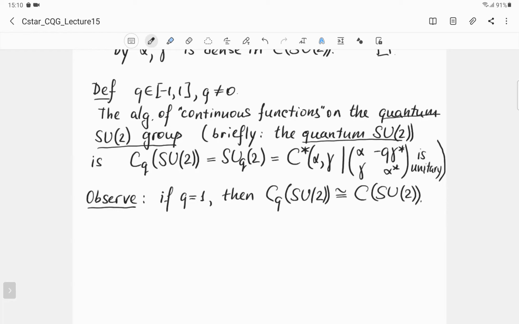Okay, so at this point, this is just a unital C-star algebra. What we want to do is to make it into a compact quantum group. To do that, we must introduce the co-multiplication, which is rather easy. And we have to show that our density conditions are satisfied, and this is not so easy. So we'll prove this fact in the more general setting of compact matrix quantum groups.